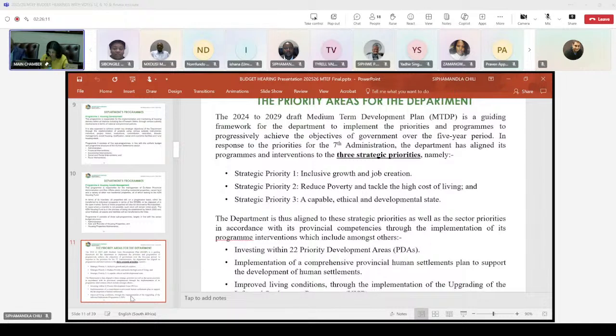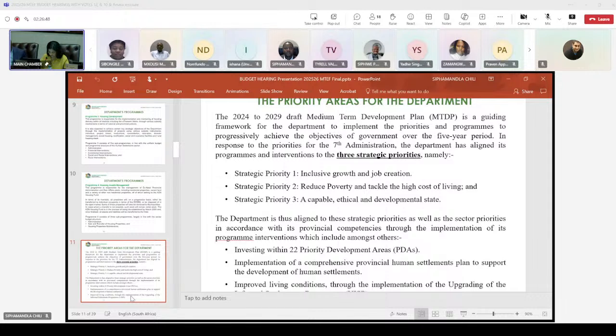On slide 11, the priority areas for the department for the 24-29 medium-term development plan, which is the guiding framework for the department to implement the priorities and programs to progressively achieve the objectives of government over the 5-year period. In response to the priorities for the 7th administration, we've aligned our programs and interventions to the 3 strategic priorities. Priority 1 is inclusive growth and job creation. Priority 2, reduce poverty and tackle the high cost of living. And Priority 3, a capable, ethical, and developmental state.